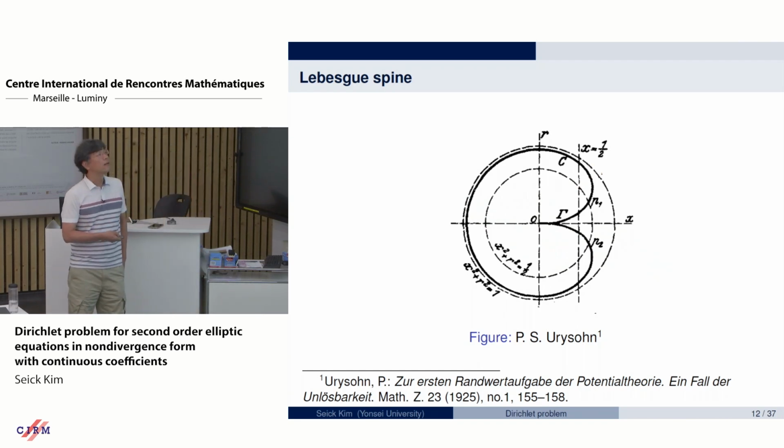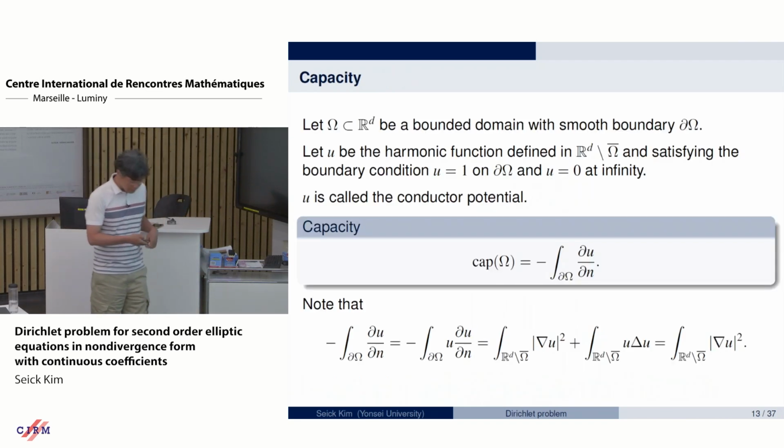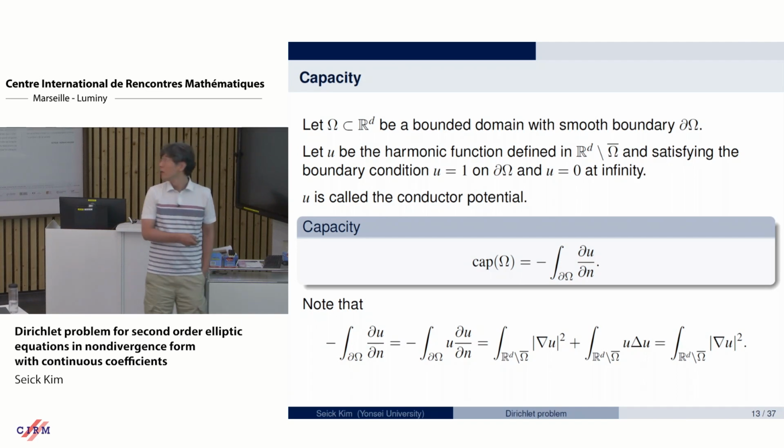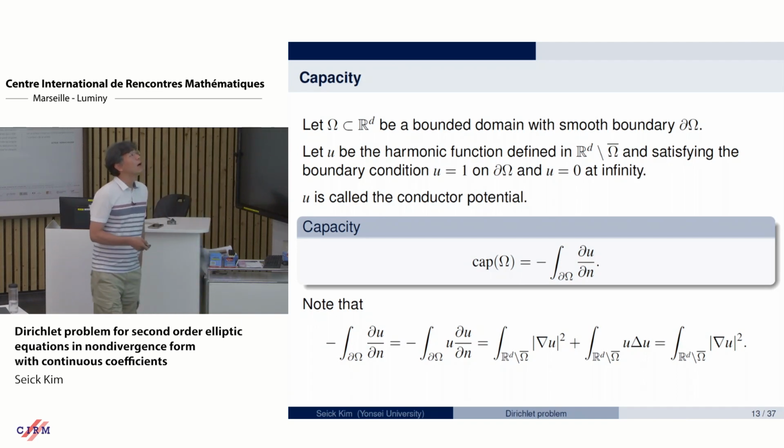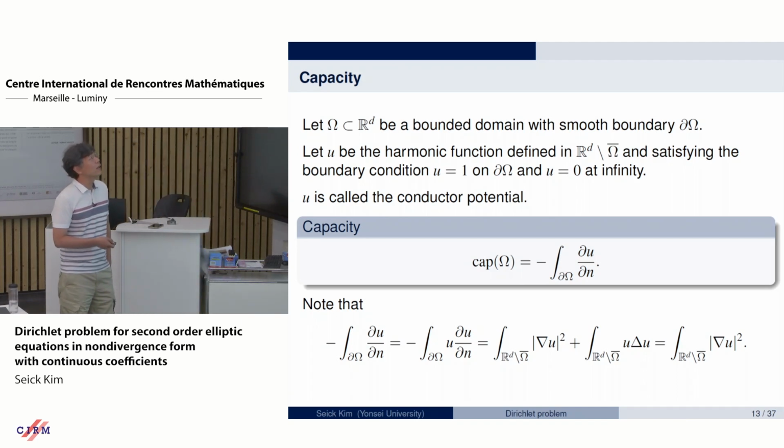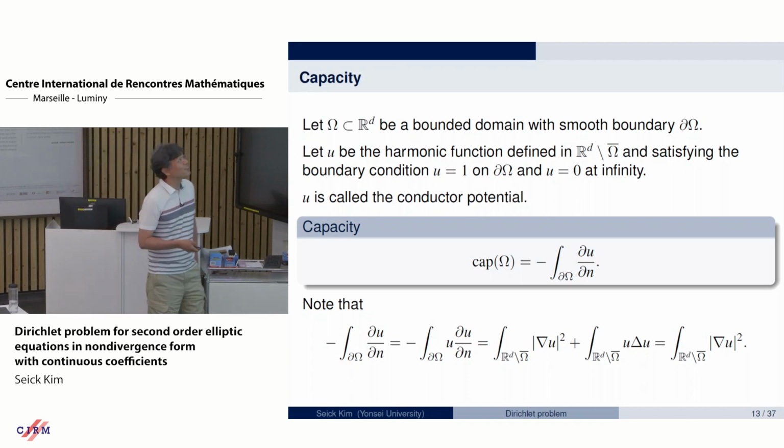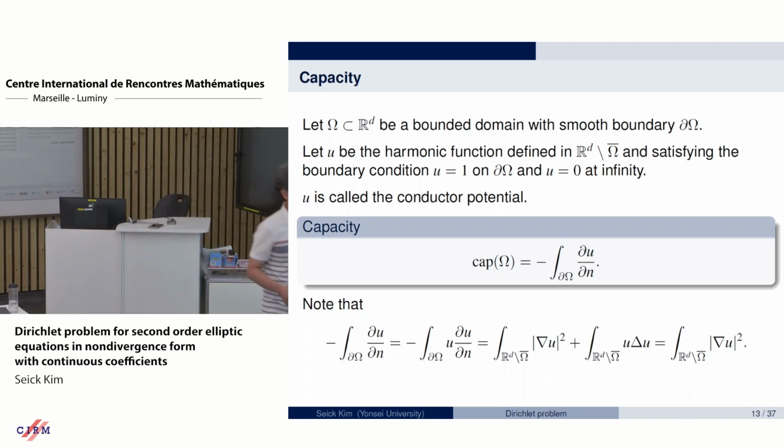Okay, now let me quickly introduce the capacity. Capacity is, okay, suppose omega has a smooth boundary. Okay, so maybe I draw a picture somewhere.